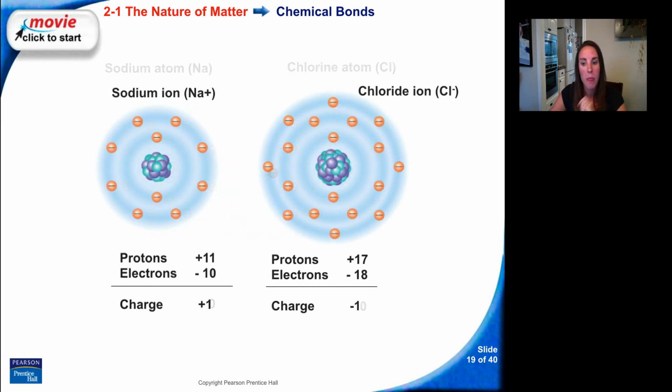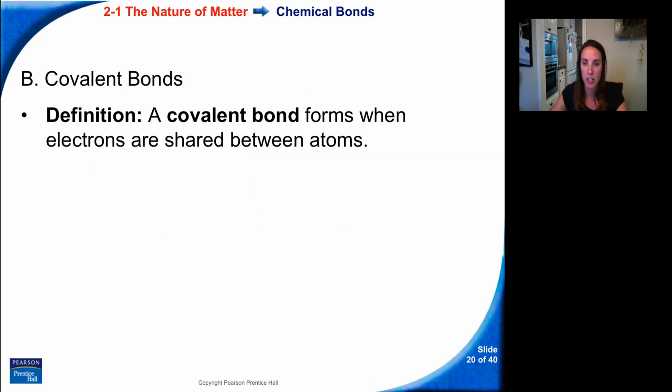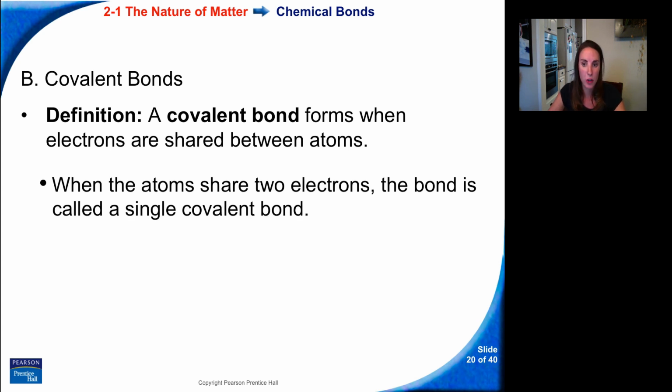As shown, after the bond is formed between NaCl, you see there are 11 protons and 10 electrons in sodium, so it has a positive charge of 1. In chlorine, there are 17 protons and 18 electrons, and the charge is -1 because it gained an electron, it gained a negative charge.